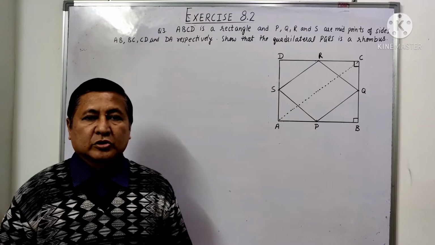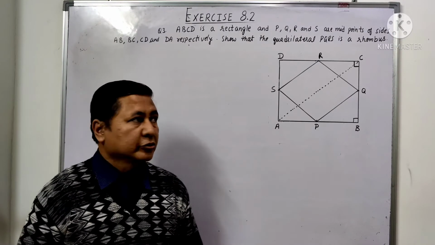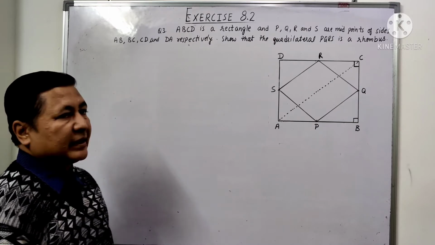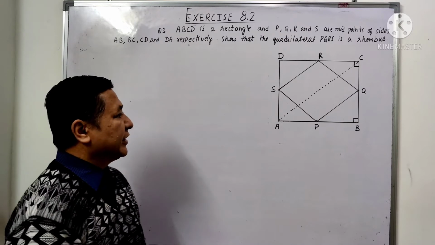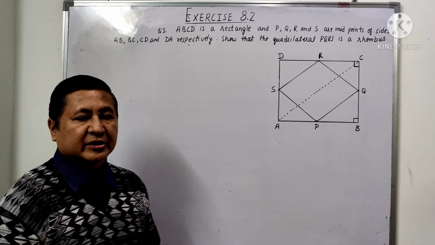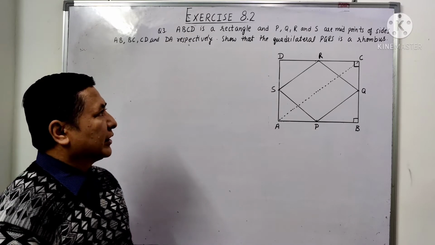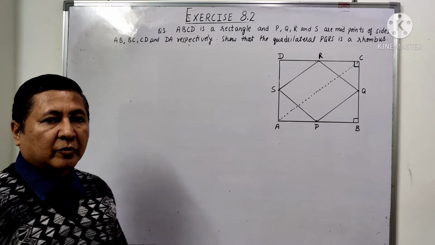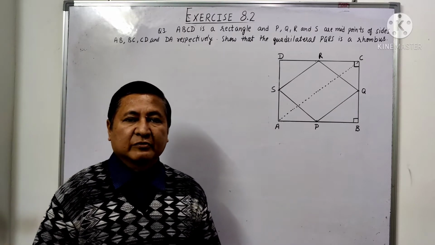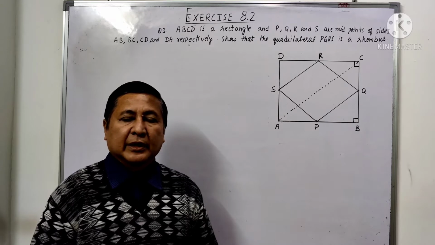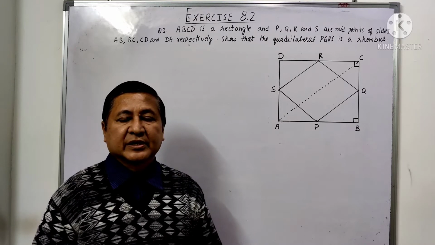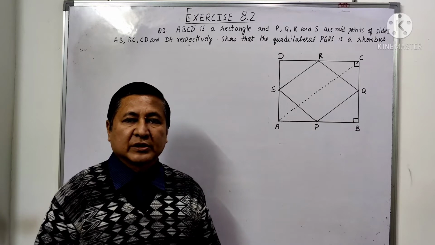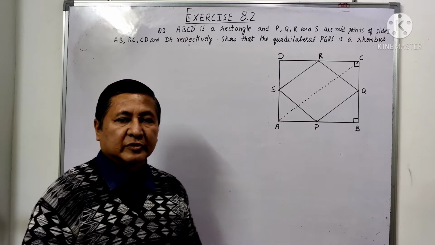Now let us solve question number 3 of exercise number 8.2. ABCD is a rectangle and P, Q, R and S are midpoints of sides AB, BC, CD and DA respectively. Prove that the quadrilateral PQRS is a rhombus. Now for proving a quadrilateral a rhombus, we have to prove it is a parallelogram, and also we have to prove that the adjacent sides are equal. So the parallelogram whose adjacent sides are equal is a rhombus. So we will prove it first.